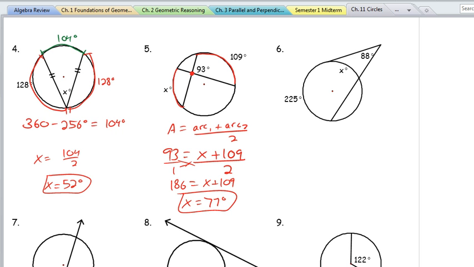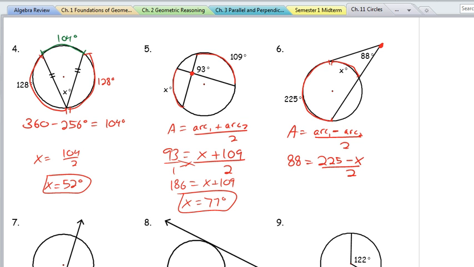Okay. Another one. Vertex is out here. Here's one arc from there to there, and actually butts up right with the second arc from there to there, so you gotta be careful. So our angle is equal to arc 1 plus arc 2 all over 2. We know our angle is 88. Whoops, we do not want to add that. We want to subtract that. Minus arc 2, so we have 88 equals 225 minus x all over 2.